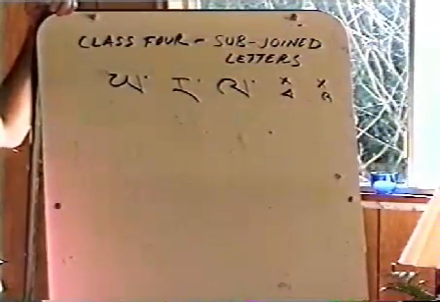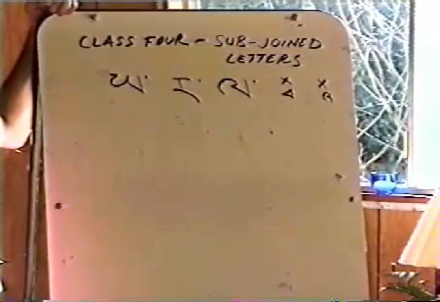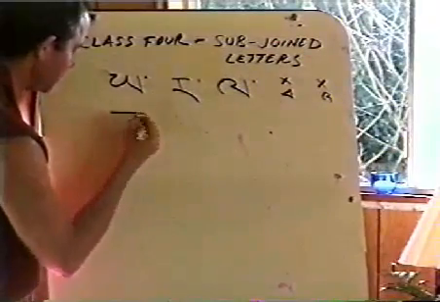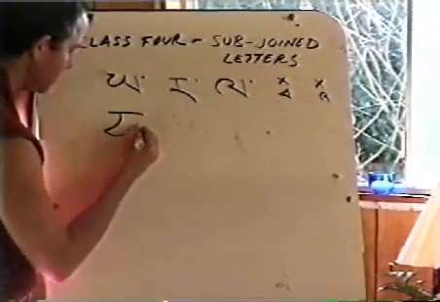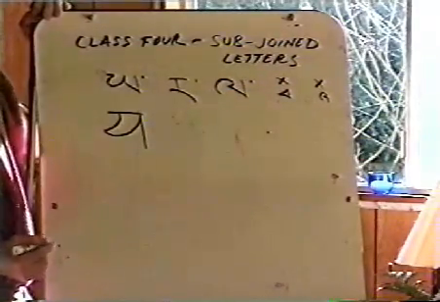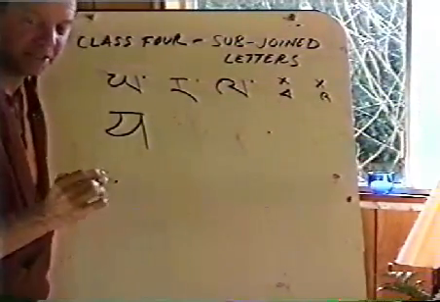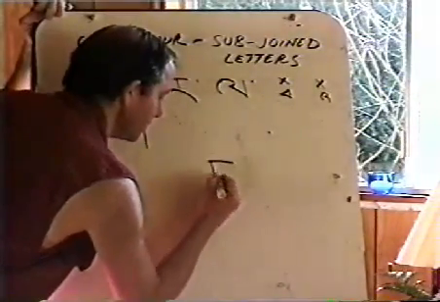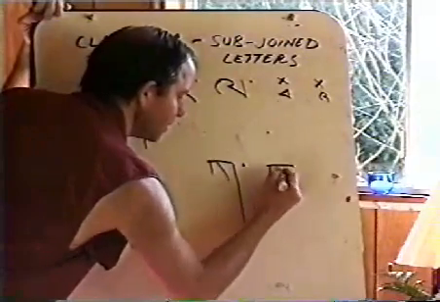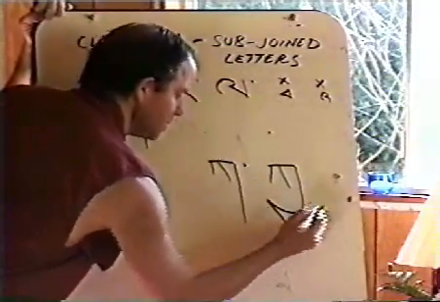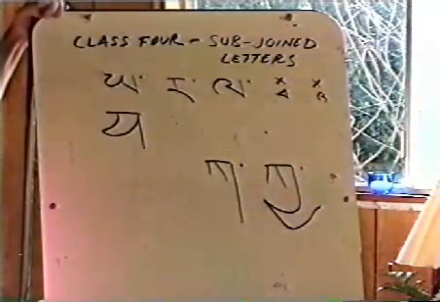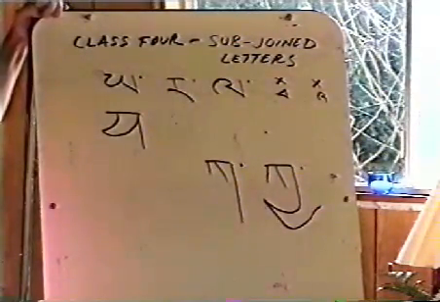Now we go to class 4, which is subjoined letters. Remember that I drew the ya in Sanskrit for you? You see? So when you add a ya now below a letter, you see what I mean? You go like this. This is a normal ka. And this is a ka with a subjoined letter. You see where it came from? If you don't know Sanskrit, you might not appreciate where it came from.